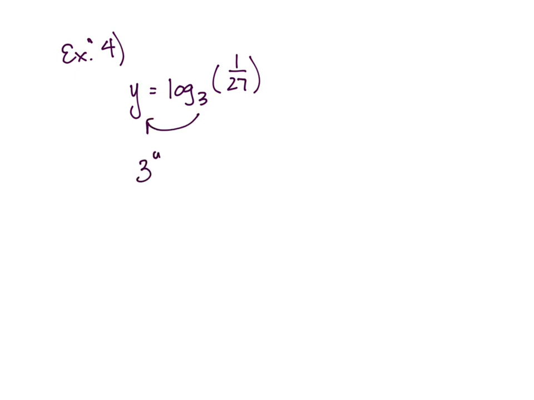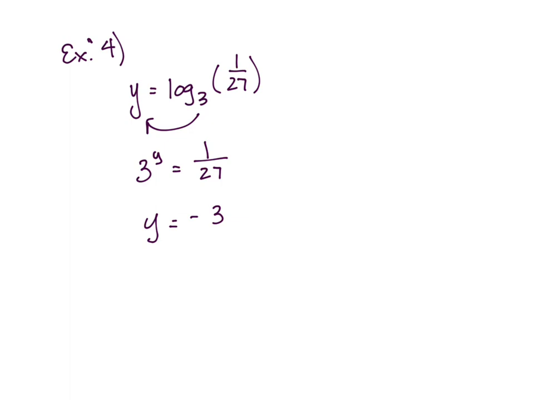This is example 4. Y equals log base 3 of 1/27. Why did it add a y? Well, we're solving for y this time. So if we write this in exponential form, 3 to the y power is 1/27. So what do I raise 3 to so that my answer goes to the bottom? 3, but it's negative. Good. So y equals negative 3.